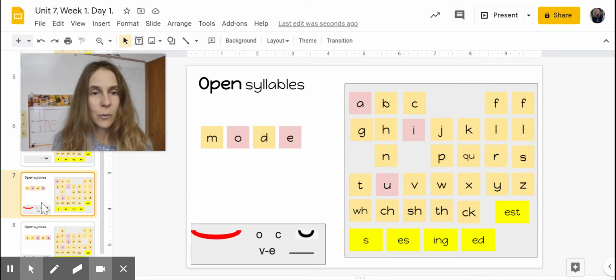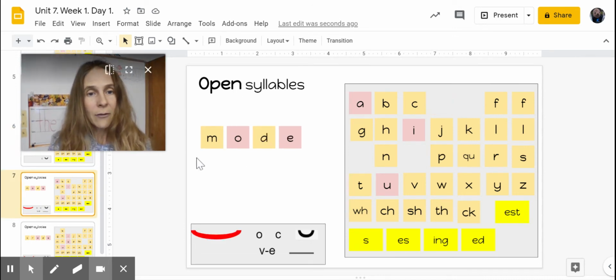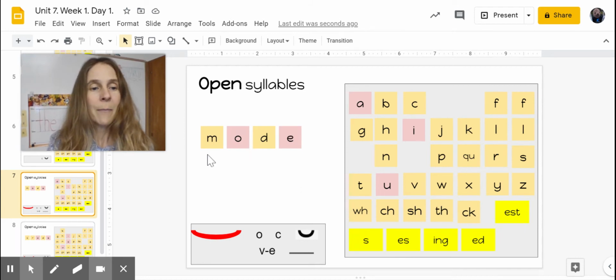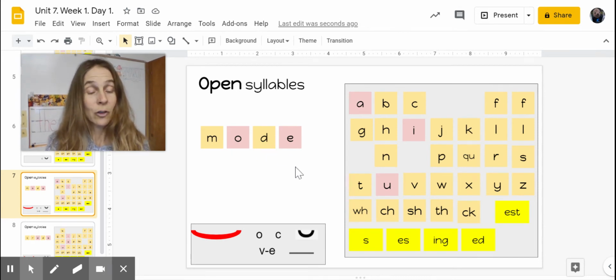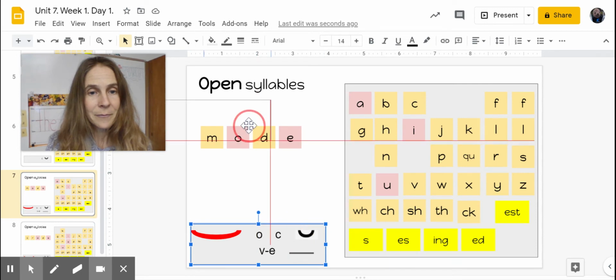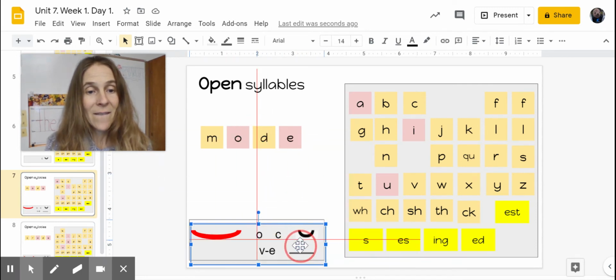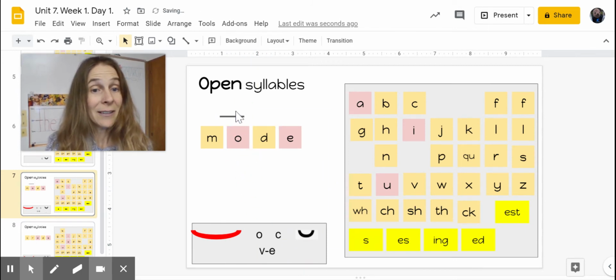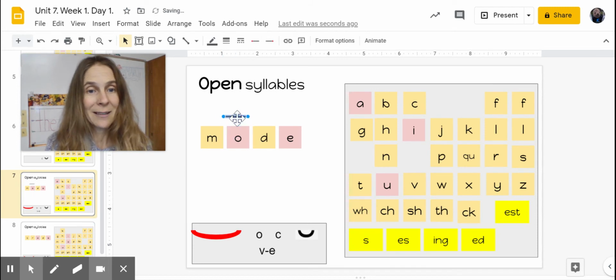So let's take a look at this word. This is mode. I've got two vowels here, but this E tells me that this is a vowel consonant E word. So my O is going to be long. This is the word mode. So my vowel is already long, right? But this is a vowel consonant E word. Let me move my macron and put it over my vowel. But this is a vowel consonant E syllable, right? Because I've got my vowel consonant E.